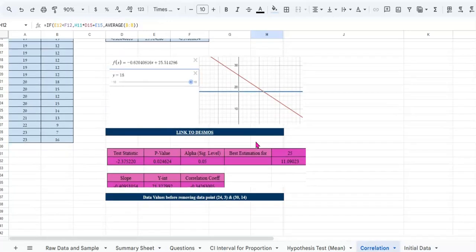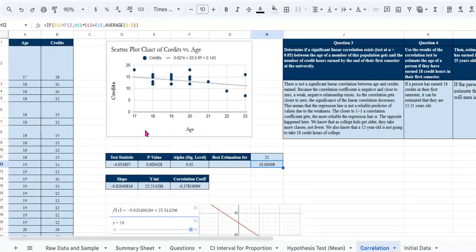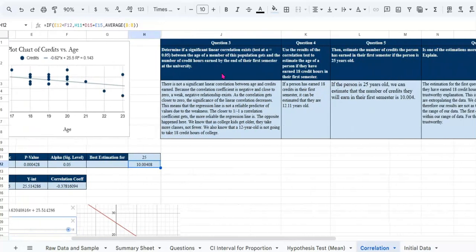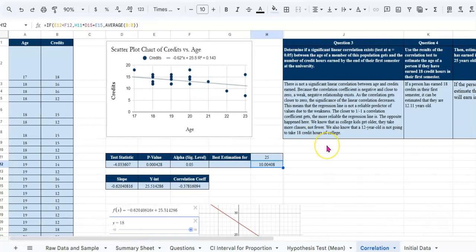We can also see that when I did remove those other points, the p-value gets a lot smaller. That means the linear regression line is going to be more reliable. However, you have to take into context which question you're asking and make sure you're not extrapolating your data. And so that is my final presentation.